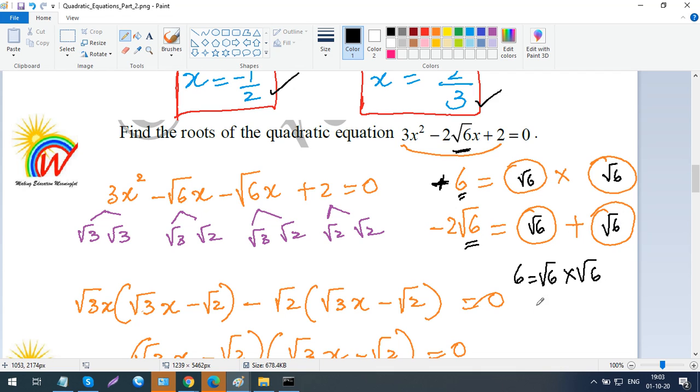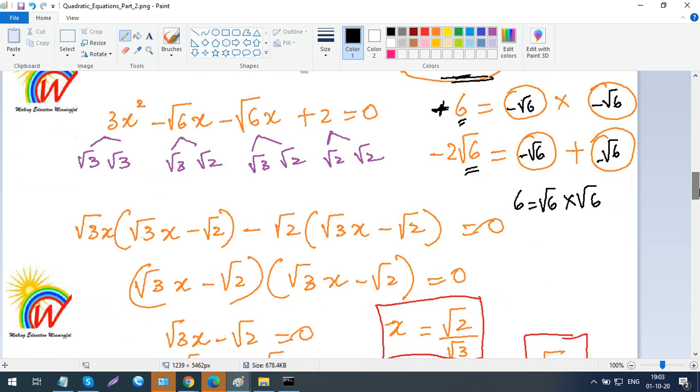And root 6 plus root 6 is going to give you 2 root 6, right? But then I am supposed to get a negative 2 root 6. So put a minus sign in front of both. So these are my factors. See, 3x square minus root 6x minus root 6x plus 2. So instead of 2 root 6, what will I do? Minus root 6x minus root 6x. Now I am supposed to split this.